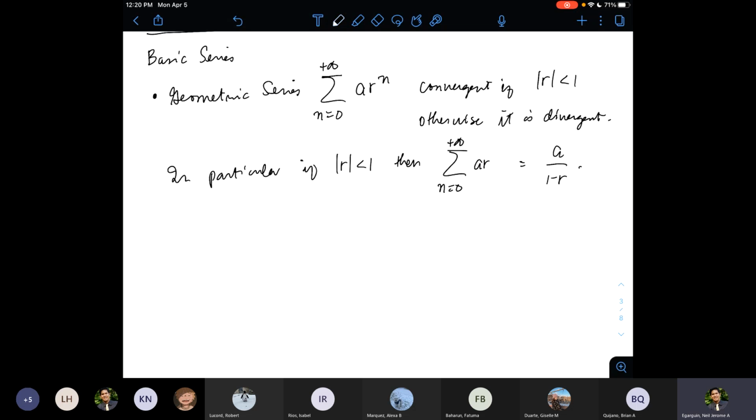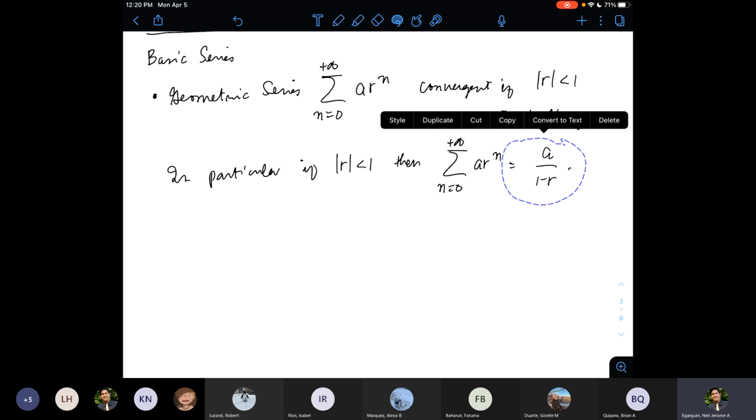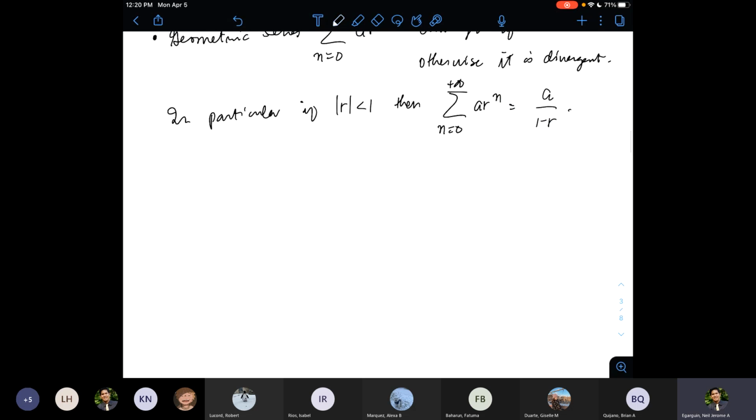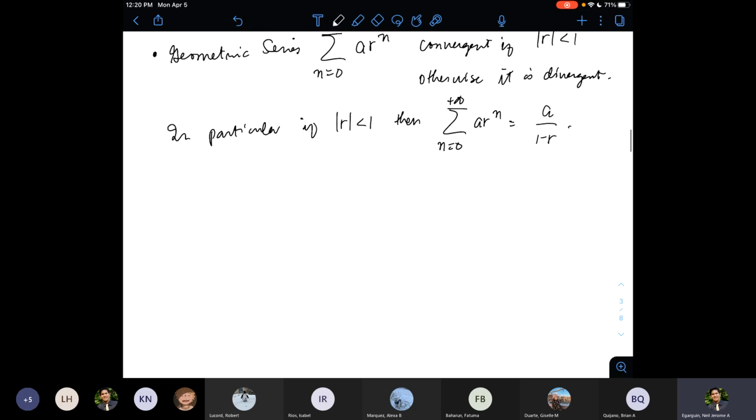This is a to the n. Okay. And then what the common ratio is, so you put that in the denominator. Okay. So all you need to know is a and r, then you're good to go. So you know the finite value of the infinite geometric series. Okay. Now another example would be the P series.